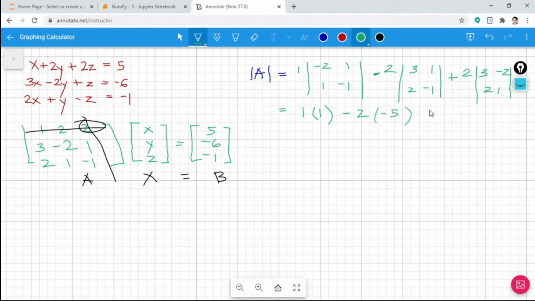Okay, so plus 2 multiplied by 7. Let us simplify this one. This one is 1, so plus 10, so plus 14. So our determinant is 25. So we will use this one.